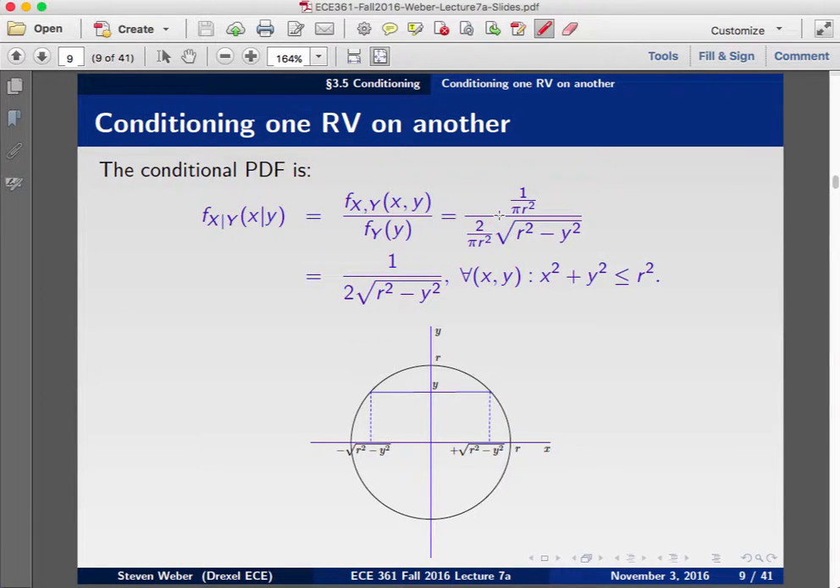But what it means then is that the conditional distribution for x given y is uniform over the segment stretching between negative root r squared minus y squared and positive root r squared minus y squared. And of course, that constant is equal to 1 over the width of that interval, namely 2 times root r squared minus y squared. So what we've just shown is the rather intuitive fact that if I tell you any point on the dartboard is equally likely, and then I tell you that the y-coordinate is some height y, then the distribution of the x-coordinate, given that knowledge, is uniform over this segment of feasible x values.